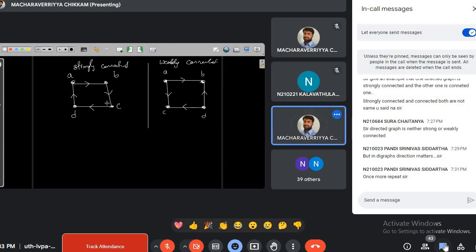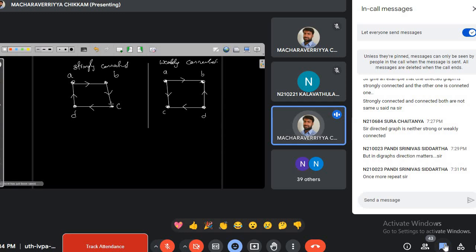Yeah. So in digraphs, I am just saying there are only two types. One is strongly connected. Strongly connected means from a vertex to any vertex, there is a directed path. Okay, so that is what a strongly connected graph is.